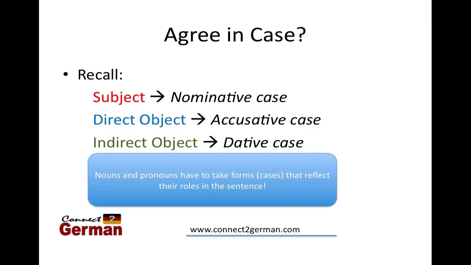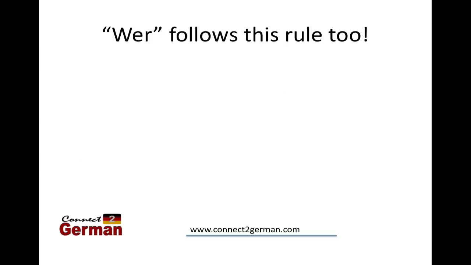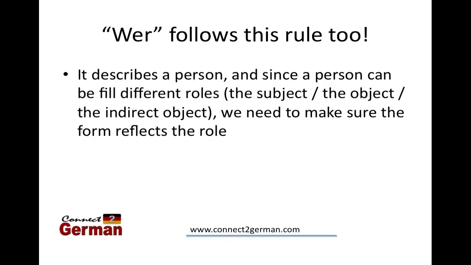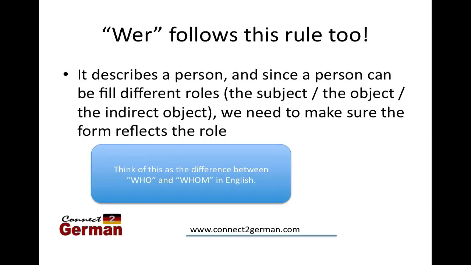So the nouns and pronouns take these forms that reflect the roles in the sentence. And I'll explain what that means right here. Basically, if you're talking about wer, so you're asking who, you're referring to a person. And since a person can fill different roles in this sentence, it can either be the subject, the doer, or the direct object, like a person that is being seen, for example. We need to make sure that that reflects that role. Again, think of it as the difference between who and whom in English.